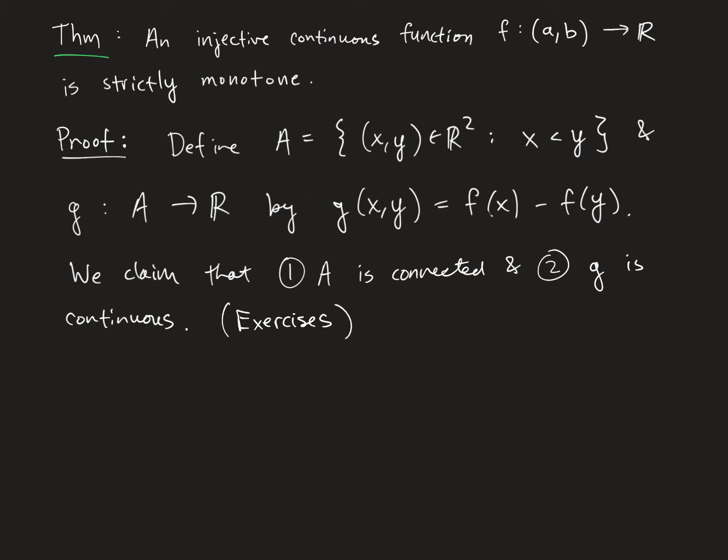And then given this, the rest of the proof is simple. Given these facts, we have a connected set and a continuous function on that connected set, so the image must be connected. So given these facts, g of A as a subset of R is connected.